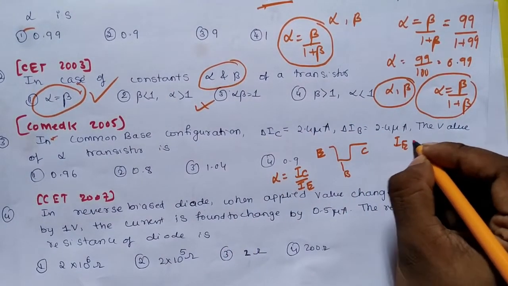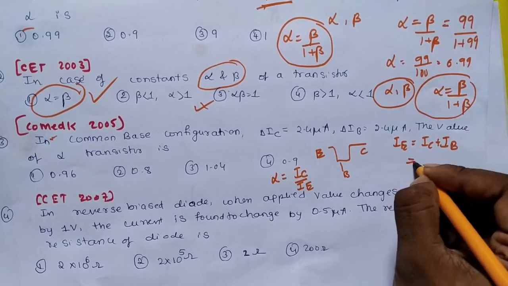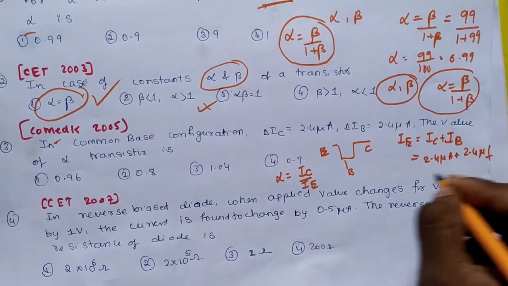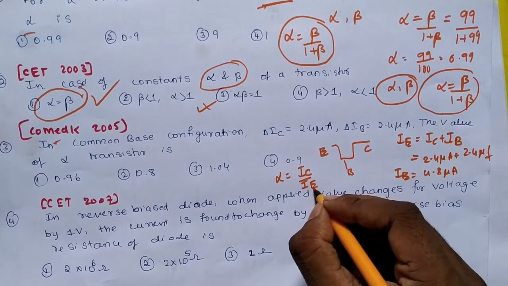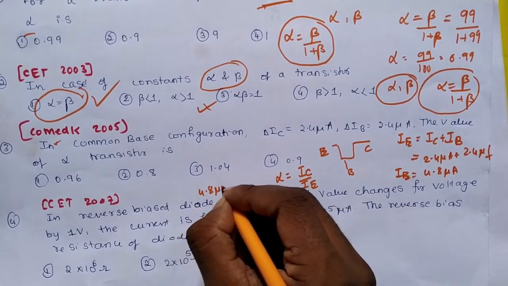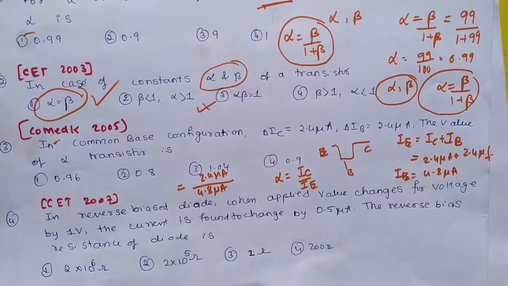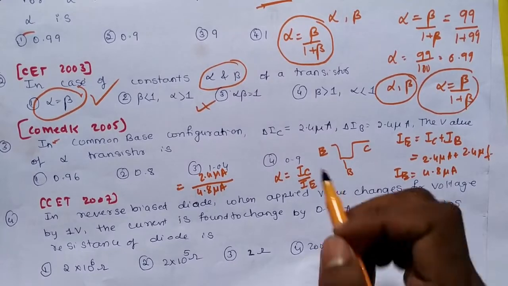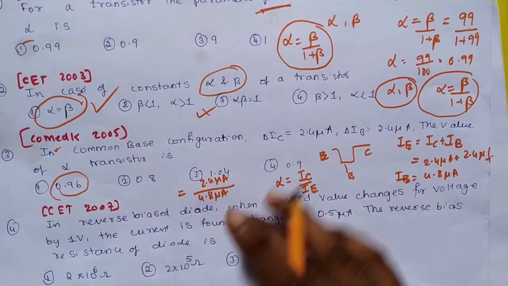We know that emitter current is equal to collector current plus base current. So 2.4 microampere plus 2.4 microampere I have to add, and I will get 4.8 microampere. Substitute this 4.8 microampere here. The IC value will be 2.4 microampere, and we will get the value that will be around 0.96.